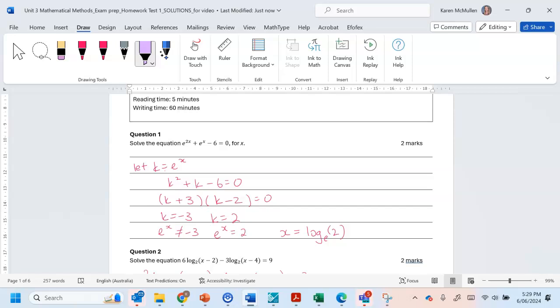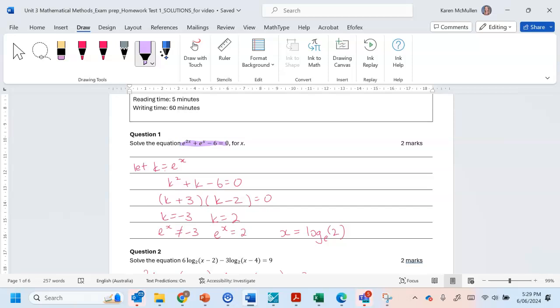Now, a key giveaway to solve an equation like this is when it looks like a quadratic. I understand it's got a base in there, the base is e, but when your base is to a power of 2x and the other base is to a power of x, you should think, I need to set that up as a quadratic and solve it. So you can see I've done that there.